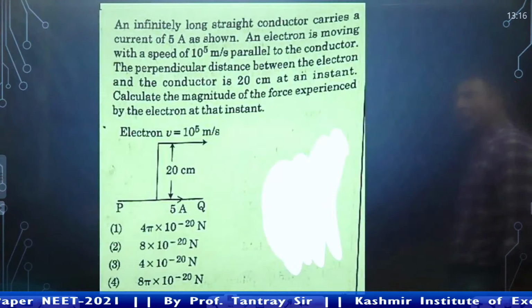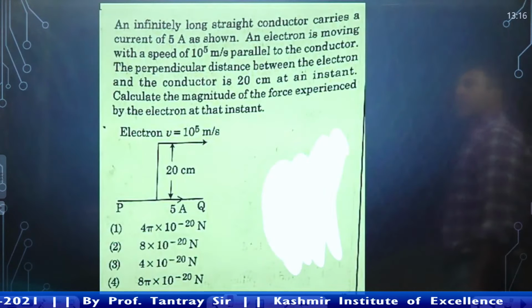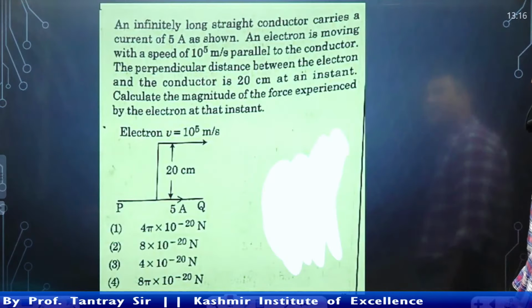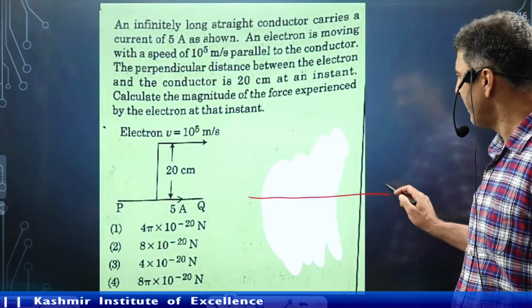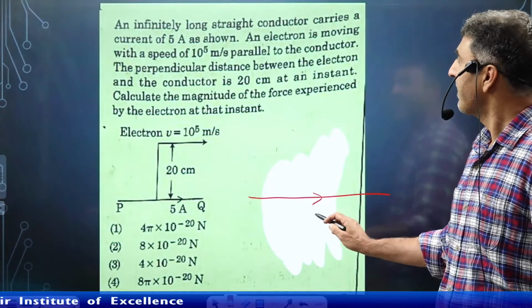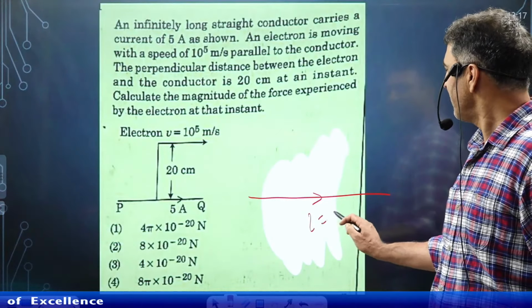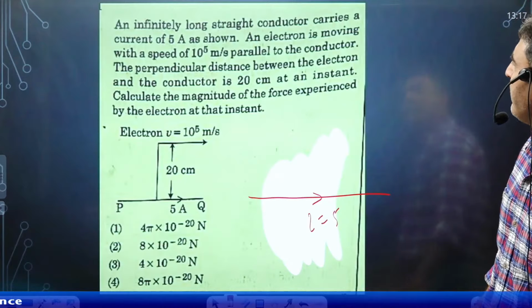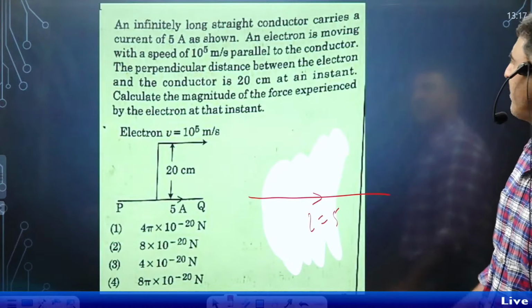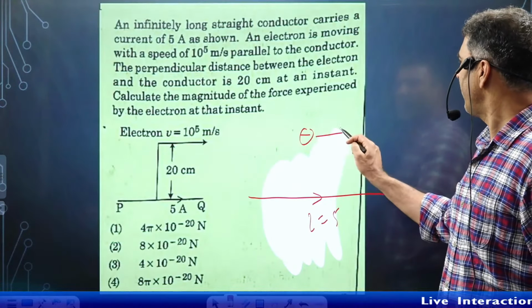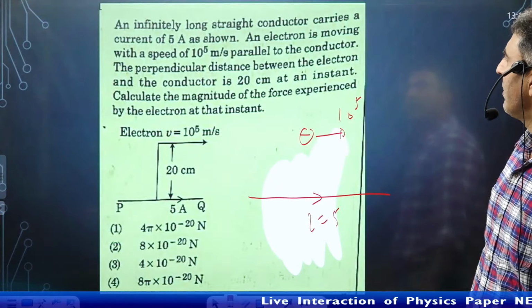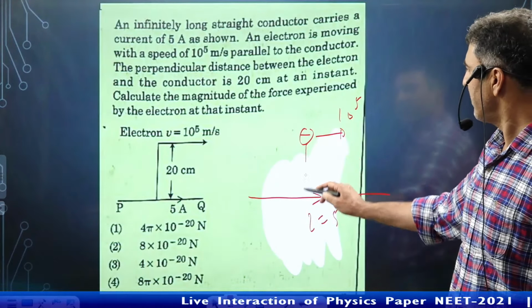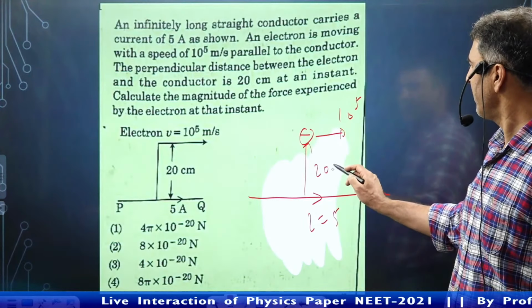Okay, let me go to this question. An infinitely long straight conductor carrying current I equal to 5. Then what does he say? An electron moving with a speed parallel to it. Here is the electron moving parallel, at 10 raised to power 5. The perpendicular distance is 20 centimeters.